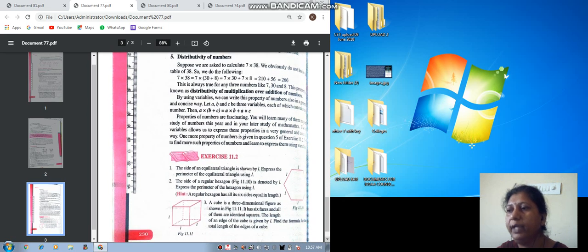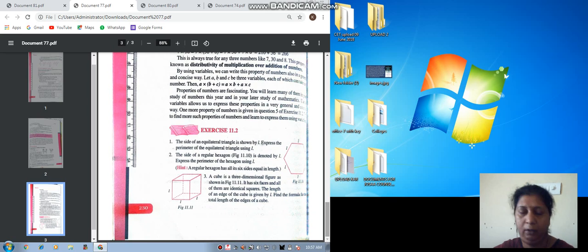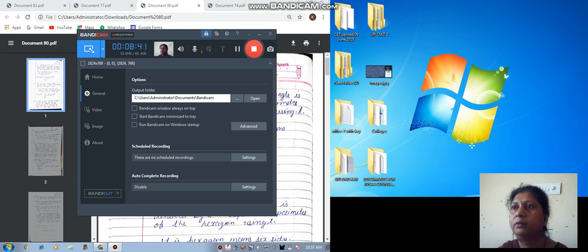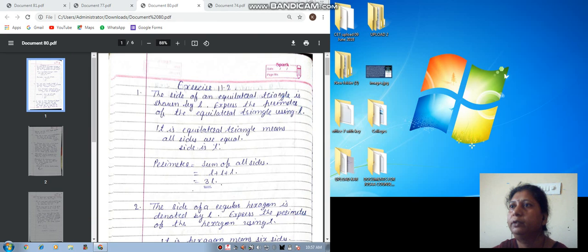So 11.2 is all about such types of formulas. I think we have revised this now. Let's see the next. Check the time. Red dot. Click. Now continue. Okay, I'm sorry.